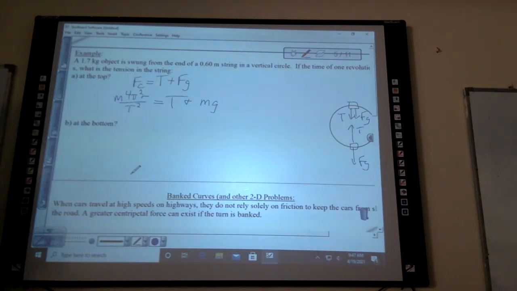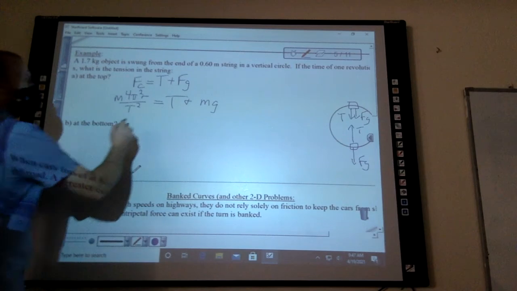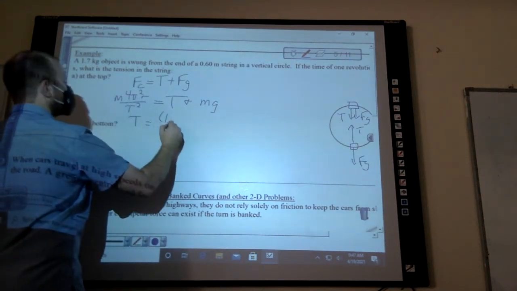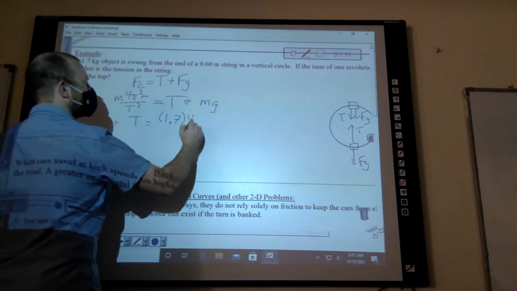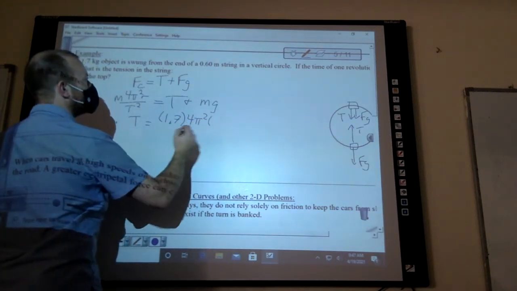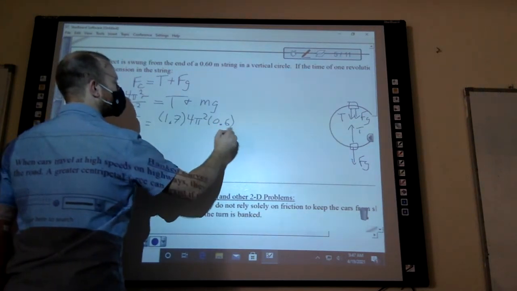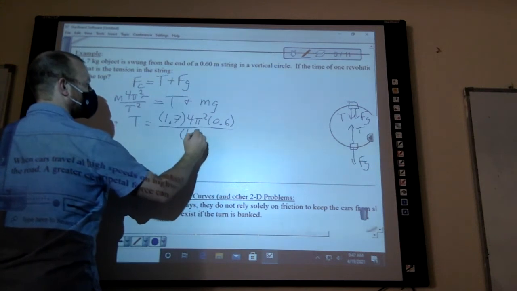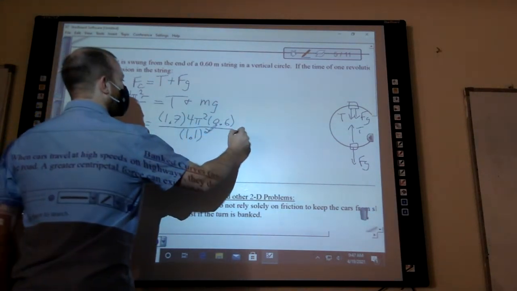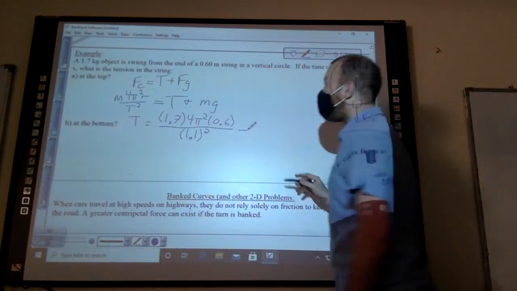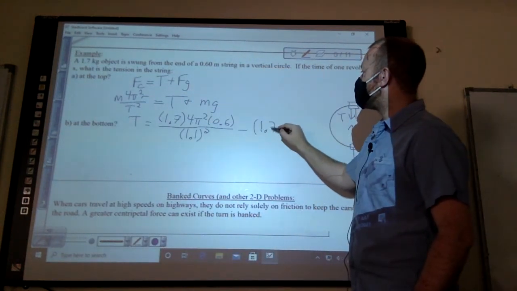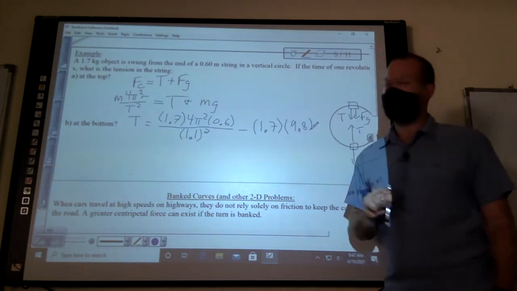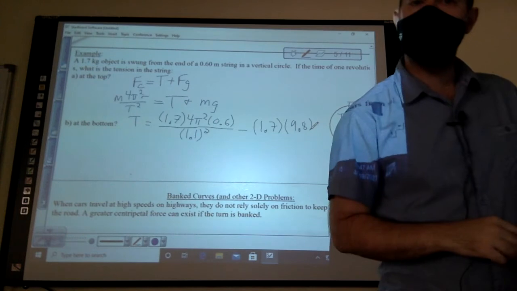And then you just need to solve for tension. We have all the values for this. Tension is going to equal mass, so 1.7 times 4 times pi squared times the radius, which is 0.6, over the period, 1.1 seconds, all squared, minus mass 1.7 times 9.8. And then we'll get a number for this. It'll be 17.